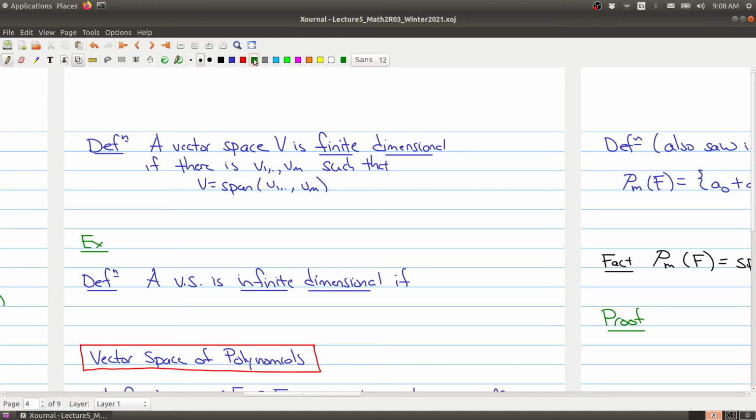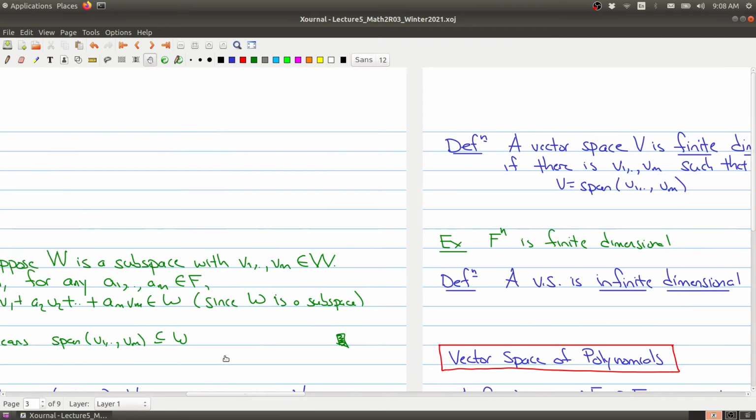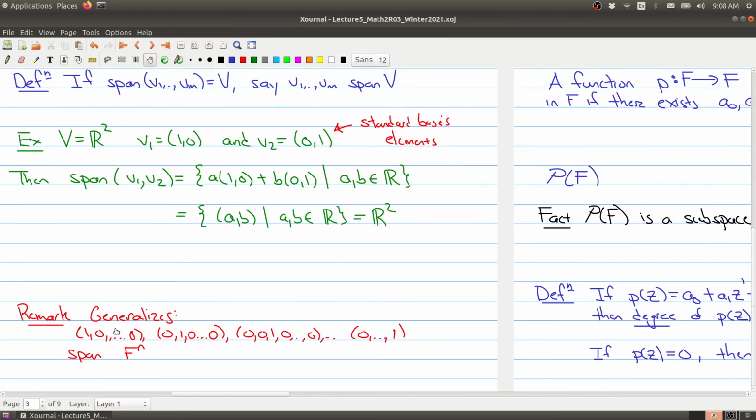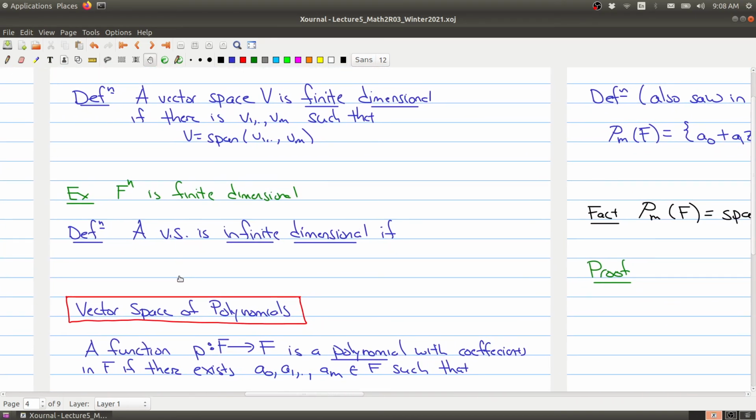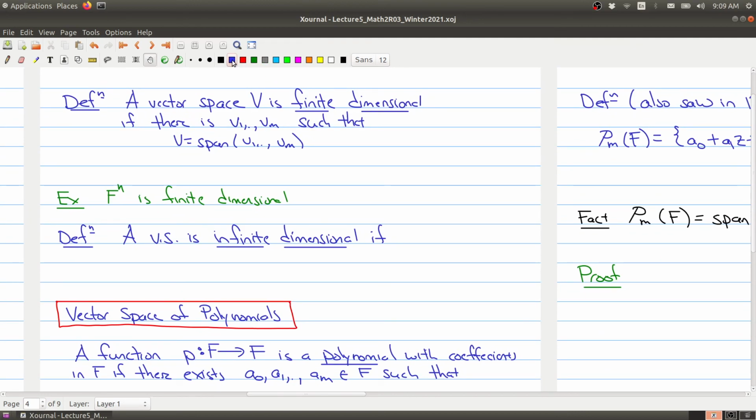So based upon what I just wrote on the previous page about F^n, we get that F^n is finite dimensional. And why is that? Well, we have found a collection of n vectors whose span is all of F^n. So that means F^n is finite dimensional, and we say that a vector space is infinite dimensional if it is not finite dimensional.